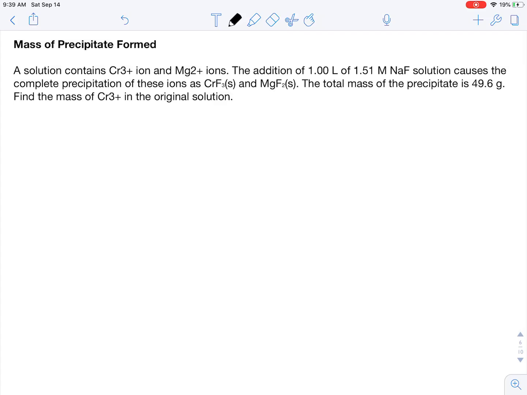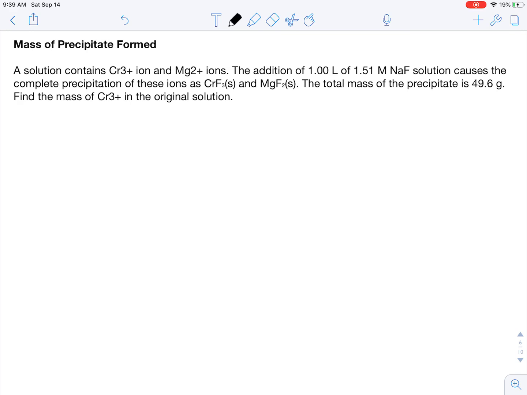A solution contains chromium 3 plus ion and magnesium 2 plus ion. The addition of 1 liter of 1.51 molar sodium fluoride solution causes the complete precipitation of these ions as chromium 3 fluoride and magnesium fluoride. The total mass of the precipitate is 49.6 grams. Find the mass of chromium 3 plus ion in the original solution.